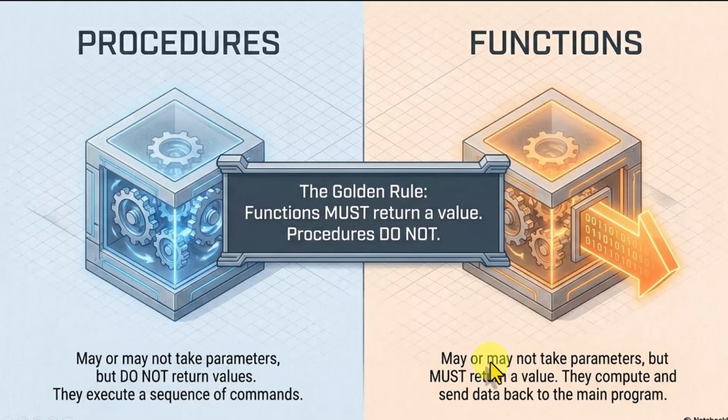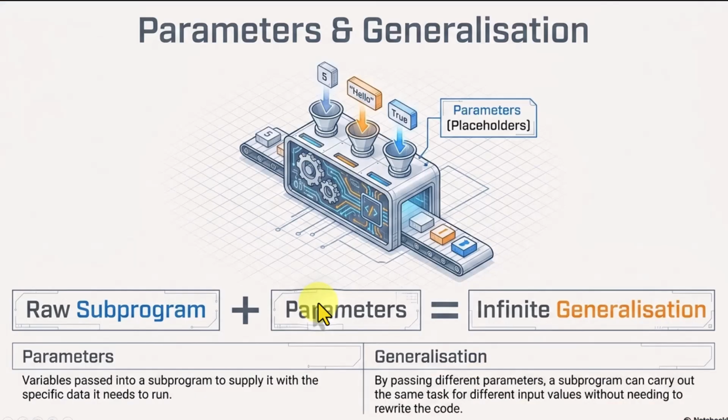Then functions may or may not take parameters but must return a value, okay? A value must be given back to the main program. They compute and send data back to the main program. So the golden rule here is functions must return a value and procedures do not.